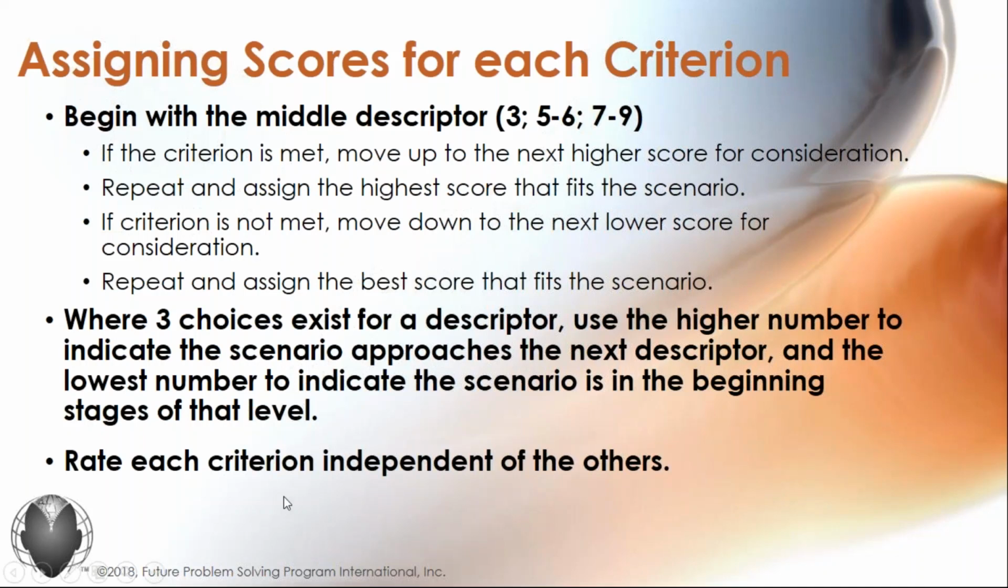It is very important, this last bullet on this slide, that we rate each criterion independent of the others. And what we mean by that is if we determine that a scenario is in the highest exemplary ranges of creativity, it might not be in those highest exemplary ranges of style and voice, and maybe in the mid-range for that. So it is very important that as we move through the criterion that we do keep them independent of the others.